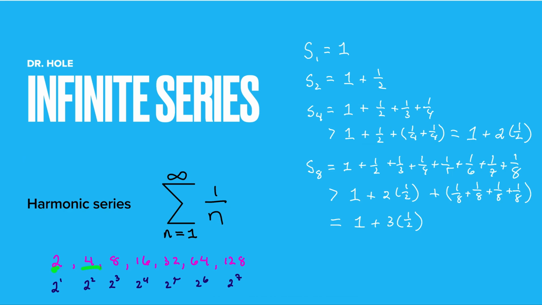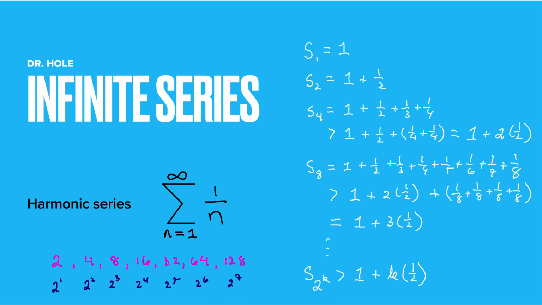So we looked at S2, S4, S8, and noticed that S8 is 2 to the 3. We can conclude that S sub 2 raised to the k, and we've considered k equal 1, k equal 2, and k equal 3, that S sub 2 raised to the k is bigger than 1 plus k copies of 1/2.